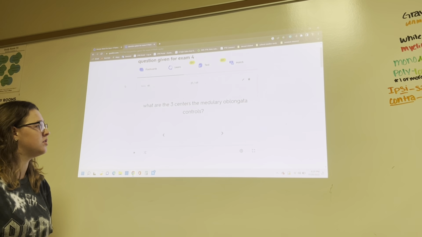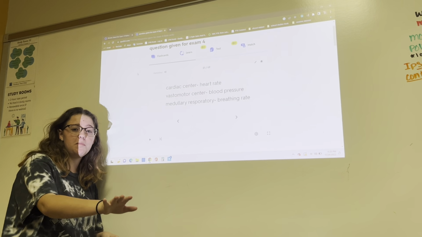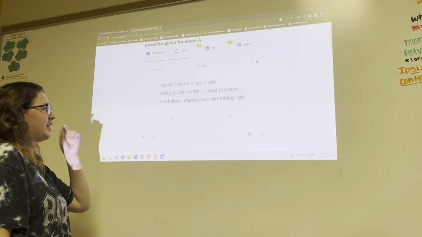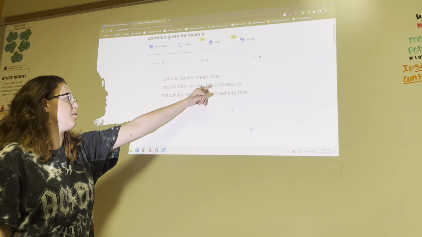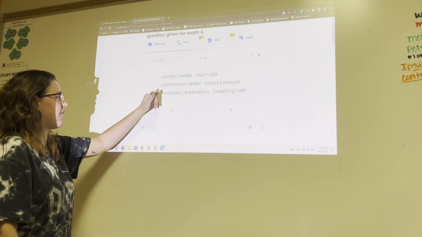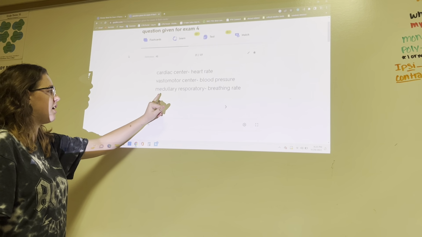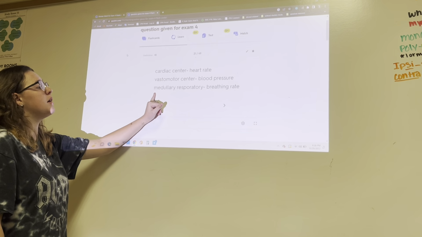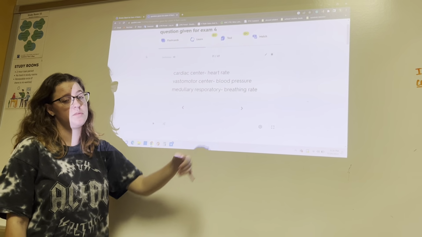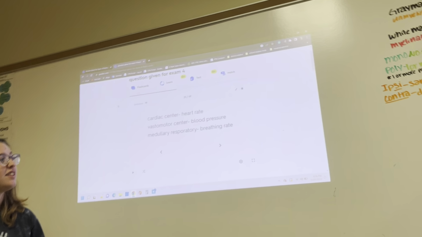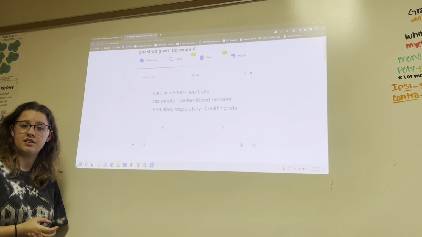Alright, what are the three centers of the medulla oblongata that control vital functions? I think this one is also going to be a select all that apply. Cardiac center, heart rate. The vasomotor center, blood pressure. And the medullary respiratory center, which is breathing rate. All of these are what you need to live, your most central functions.